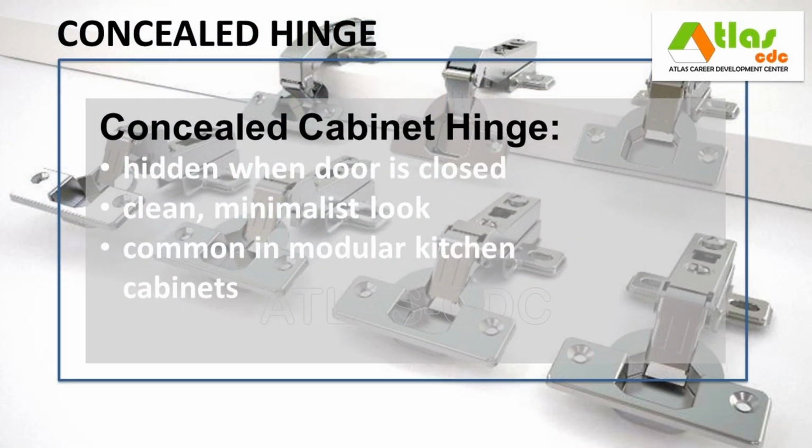Concealed cabinet hinges, also called hidden or European hinges, are designed to stay out of sight when the cabinet door is closed, creating a clean and modern look. Common in minimalist and high-end modular cabinetry. Concealed cabinet hinges are primarily categorized by their overlay, how much the door covers the cabinet frame, and functionality.